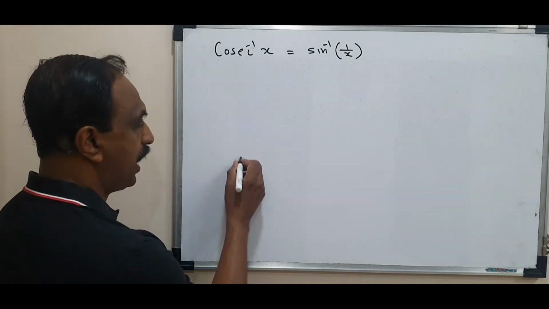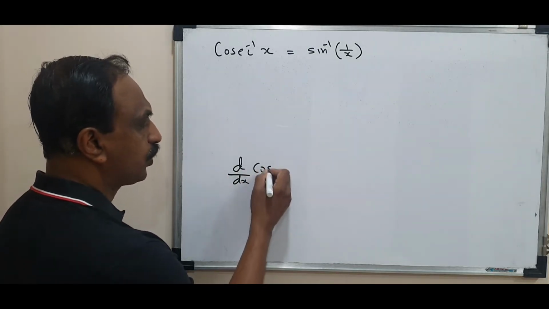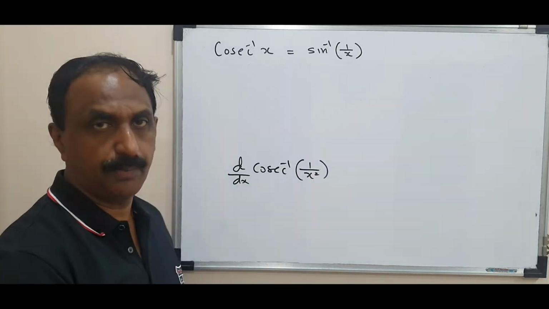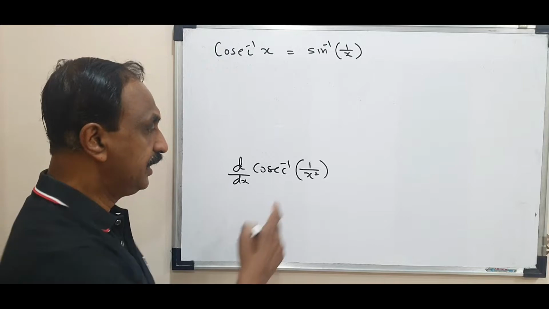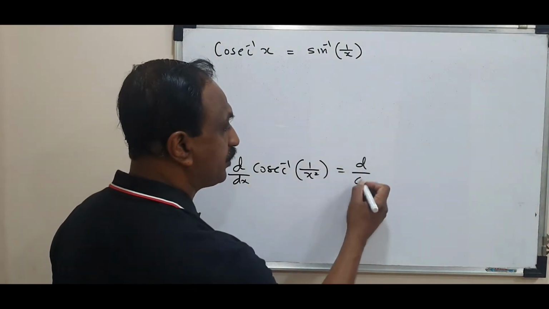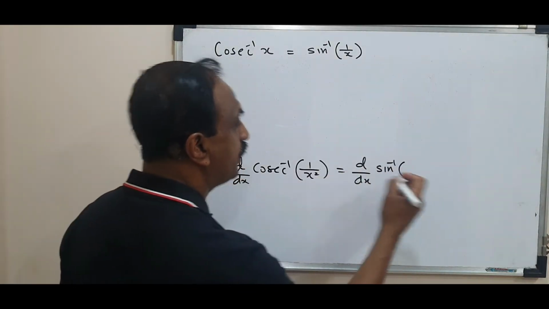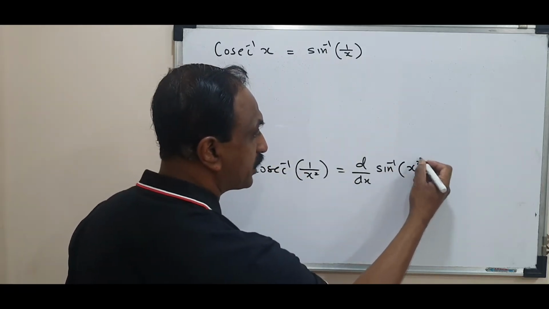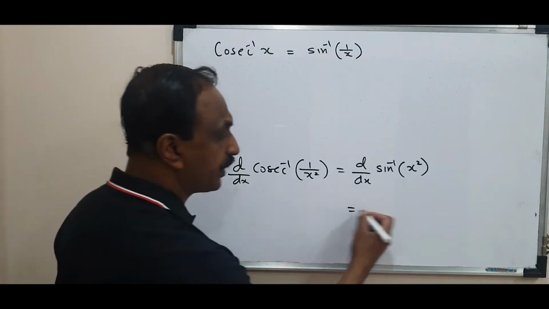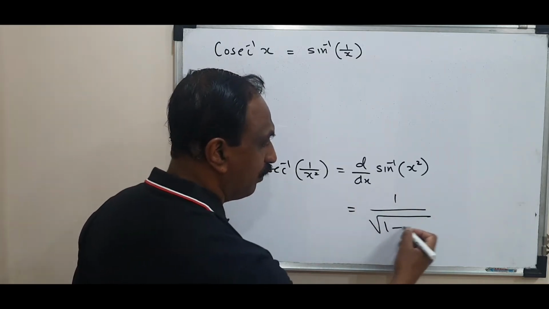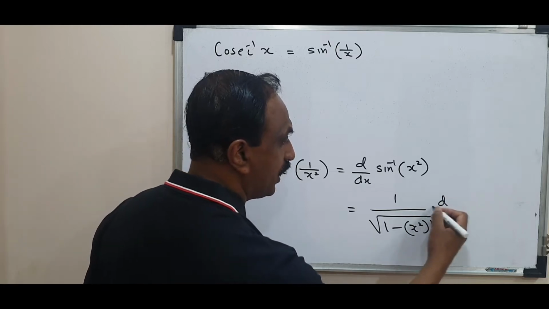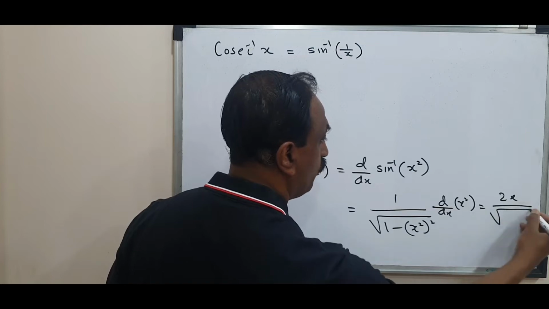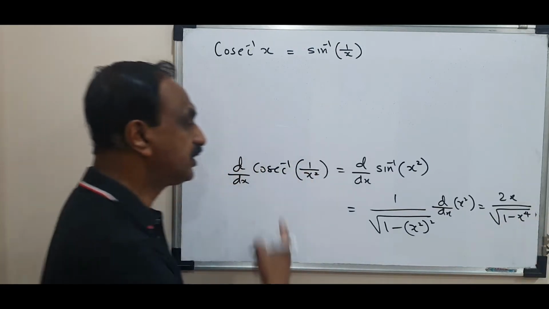Just have a look at this. I want to calculate the derivative of cosec inverse of 1 upon x square. One method is I can apply the cosec inverse u formula directly. Instead, if you apply this formula which you have learned just now, it becomes sine inverse of the reciprocal. What happens to 1 by x square? It becomes x square. Now it is easy for us to differentiate: 1 upon root of 1 minus x square the whole square into the derivative of x square. So your answer becomes 2x upon root of 1 minus x raised to 4. So this is a benefit.